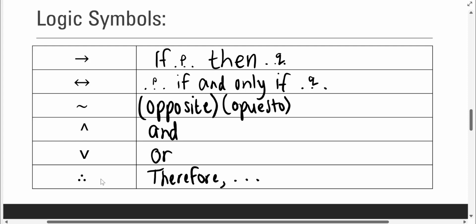So you need to memorize these 6 symbols for this test.